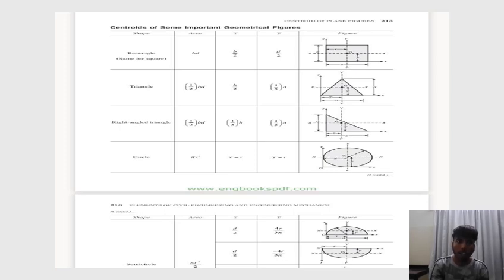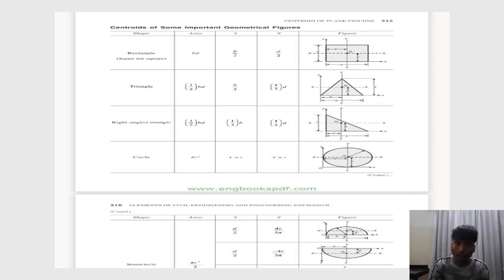Now about the area. The area of a rectangle is b into d. Triangle is half into base into height. Right angle triangle is half into base into height. Circle is pi r square. And semicircle is pi r square by 2.